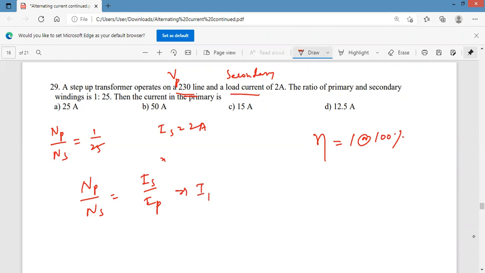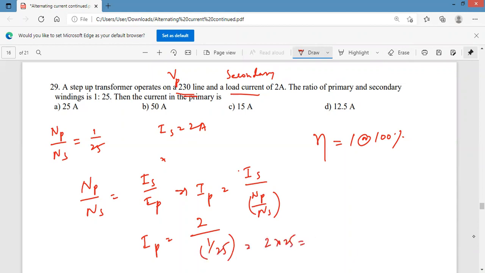IP is equal to IS divided by NP by NS. So IP is equal to IS, which is 2 ampere, divided by NP by NS, which is 1 by 25. That is equal to 2 into 25, which is 50 ampere. IP is 50 ampere. Option B is the correct answer.